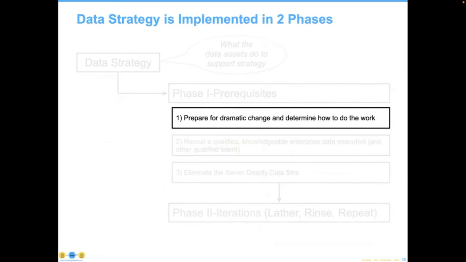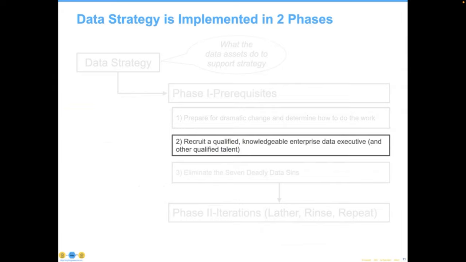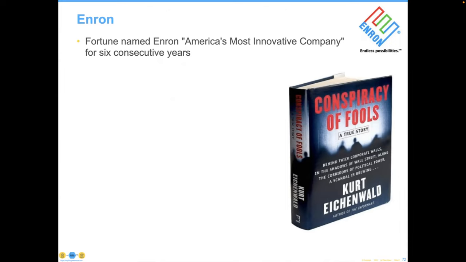So, prepare for dramatic change, because it is a different type of world that we're working in. Two, recruit knowledgeable enterprise data executives. If you want to call it a CDO, that's okay as well. And I'm going to talk about Enron. You may go, wait a minute, how did we get there? Sorry to give you a little bit of whiplash. But unfortunately, most people don't get the lessons that came out of Enron. Now, first of all, I'm going to talk about the book being a great book to take to the beach. It's a really wonderful description of the whole story. But Enron in 2001 suffered the largest Chapter 11 in history.